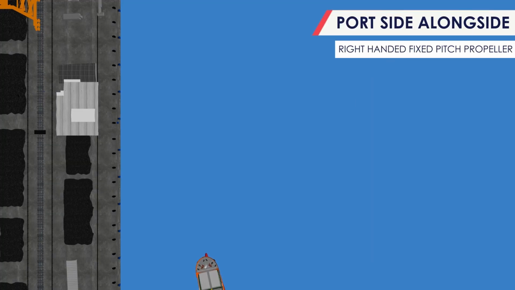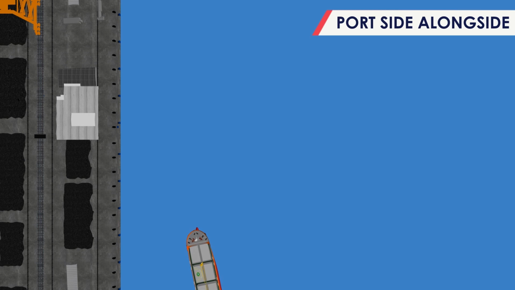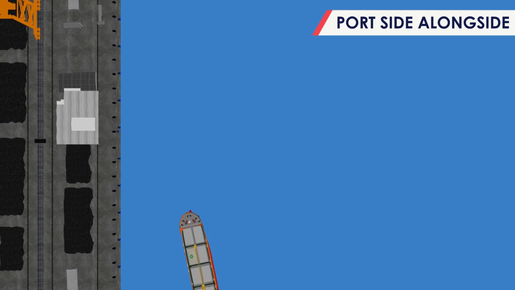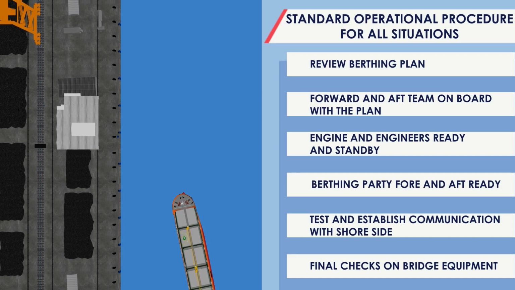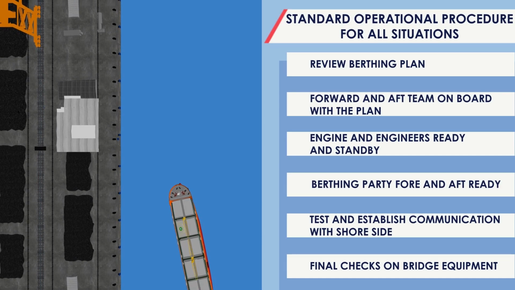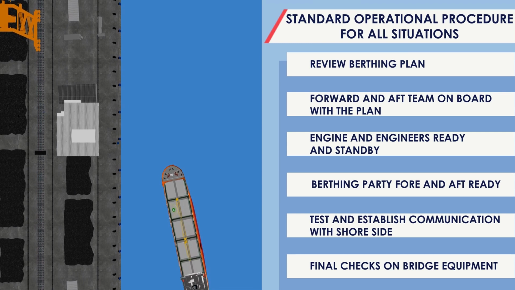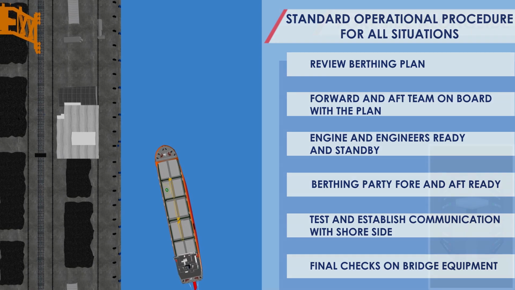So the first situation is port side alongside and there is no wind or current. This is a simple situation and does not carry any significant risk. So first of all, I advise you to go through your 6 standard operational procedures for berthing first. And then following are the brief 6 steps that I will take.